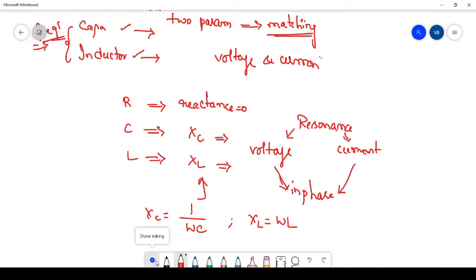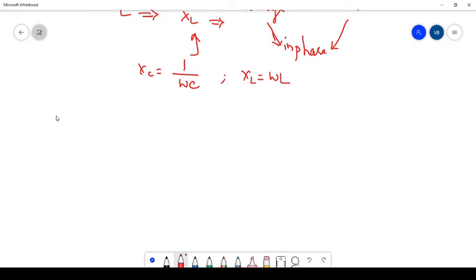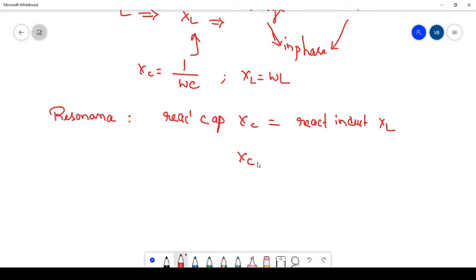So this is the condition for resonance. Resonance will occur when the reactance of the capacitance, XC, equals the reactance of the inductor, XL. Whenever XC equals XL, resonance occurs. Resonance occurring means that voltage and current are in phase.